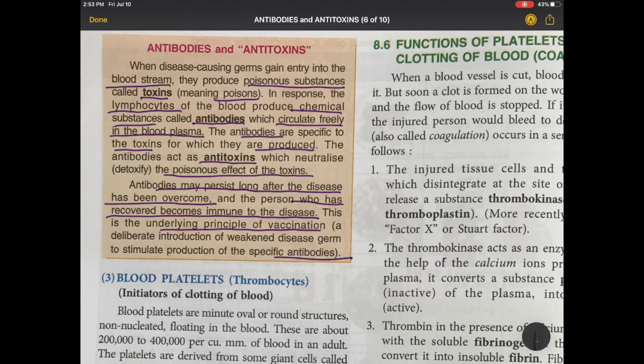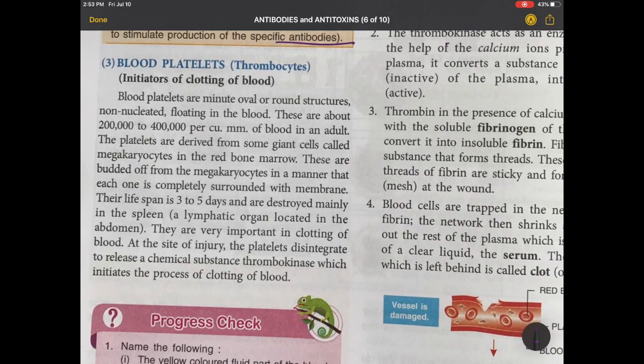Okay, now next we move on to blood platelets. Blood platelets are also known as thrombocytes. They are the initiators of clotting of blood. Initiates means they start the clotting of blood. Now, blood platelets are minute oval or round structures. They do not have any nucleus. They are floating in the blood. There are about 2 lakh to 4 lakh per cubic millimeter of blood in an adult.